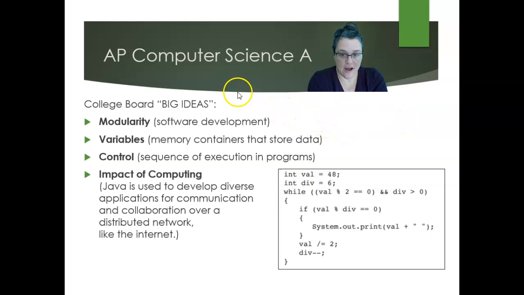The big ideas from the College Board that we tackle in this course include modularity, variables, control or algorithms, and impacts of computing on the real world. The content that we learn in the context of studying Java will carry through to any object-oriented programming languages. So if you go on to study Python, for example, all of these big ideas will carry over from one language to the other. Java is a syntax-driven programming language as opposed to Python, which relies on tabs and spacing in order to execute the commands.